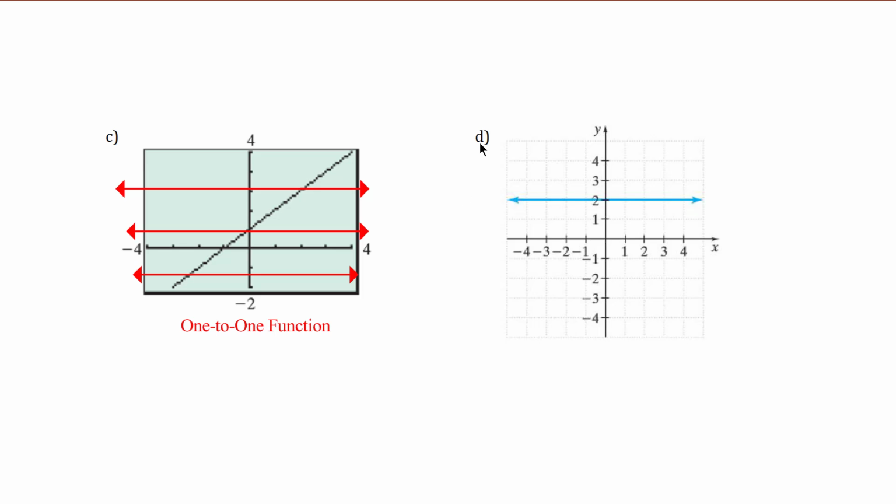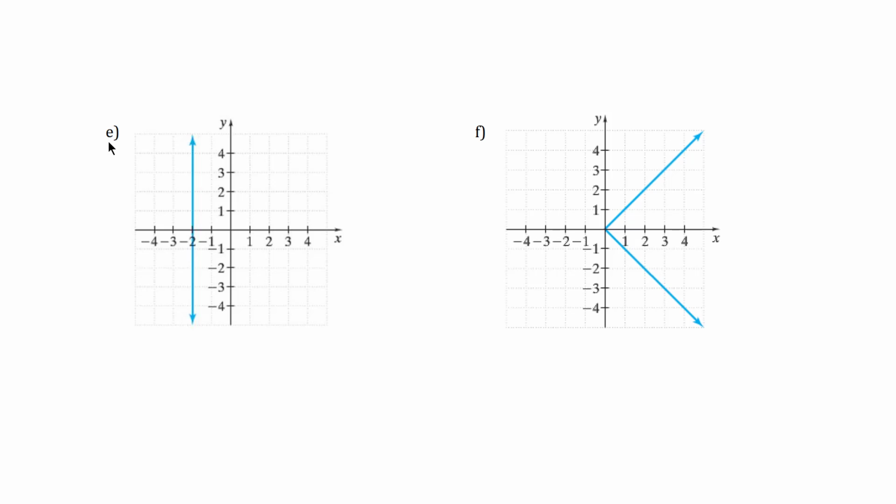Moving on to part D, we have a horizontal line crossing the y-axis at the y value of 2. Applying the horizontal line test to this graph, the only place that we could draw a horizontal line is directly on top of the graph. This means that the horizontal line would intersect this graph at every single point, so this would not be the graph of a one-to-one function.